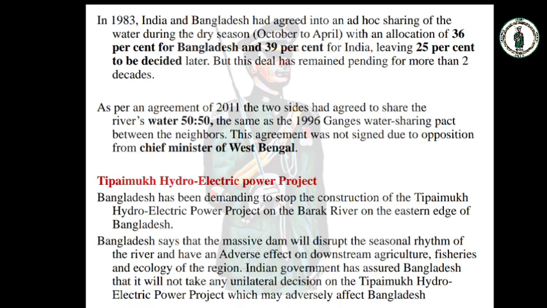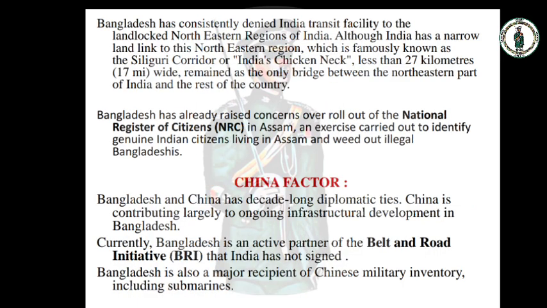So the Indian government has assured Bangladesh that it will not take any unilateral decision on this project which may adversely affect Bangladesh. And apart from all this, another issue is of connectivity. Over the years, India has requested Bangladesh to provide a route to our northeastern part, because at present we only have one route, that is through the Siliguri corridor, but Bangladesh has consistently denied transit facility to the northeastern part of India. And along with it, Bangladesh has also raised concerns over the rollout of the NRC exercise, which is basically carried out to flush out the illegal Bangladeshis.